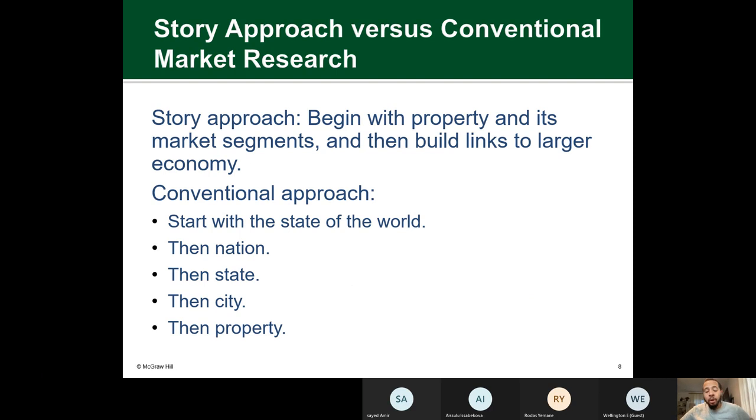Right? So we have different types of approaches. We have the story approach, in which you begin with the property, the property area, and the market segments, and then you build outward. It's kind of like baking bread. You have the yeast and all the materials, and then you put it in the oven, and the dough is just raw. But once it starts to heat and bake, it starts to rise and widen. That's the story approach. We're building, building, building, till we hit the point where it's completely understood or the purpose gets met.